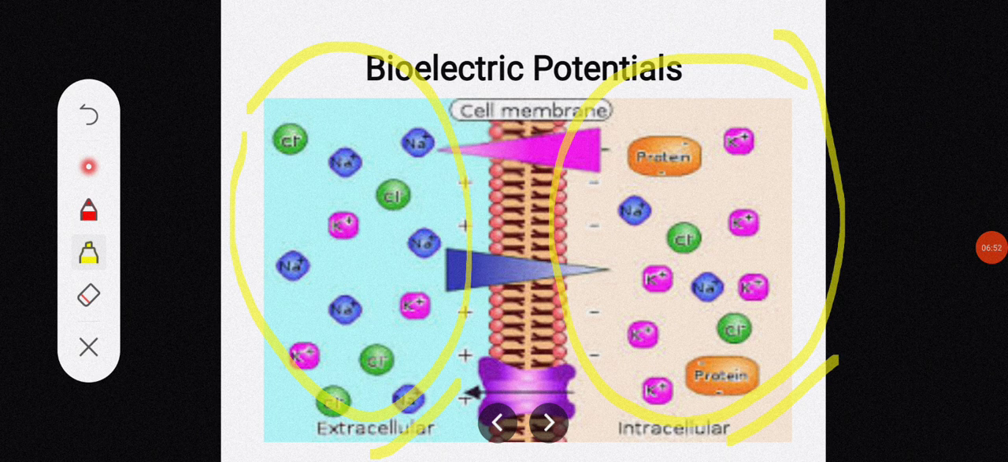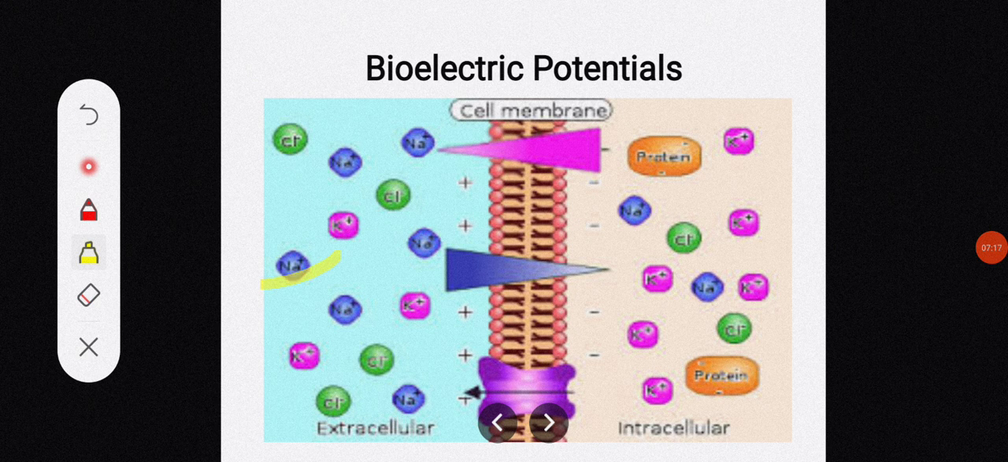That's why they are conductive in nature. And related to this bioelectric potential, related to the body fluids, the principal ions are sodium ion, potassium ion, and chloride ion. As you can see here, we have sodium ion, potassium ion, and chloride ion. So these are the principal ions with respect to the body fluids.